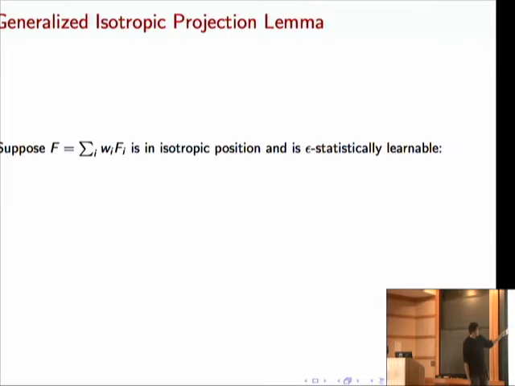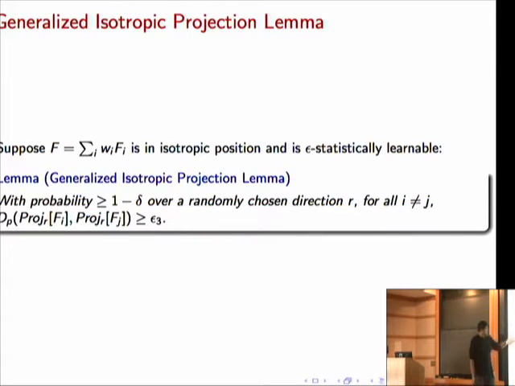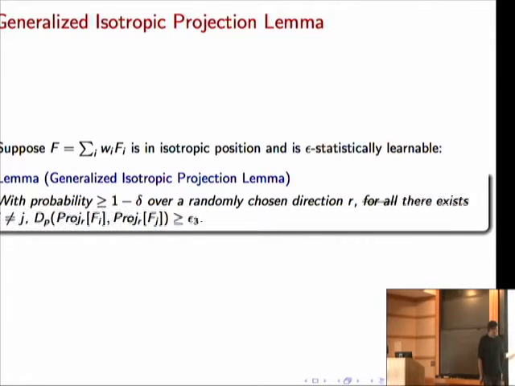the correct generalization is not that over a randomly chosen direction R, for all i and j, they're different in their parameter distance. The correct generalization is that there's always a pair which has large parameter distance in some projection.